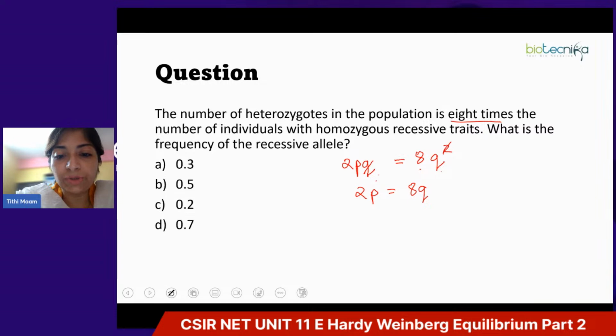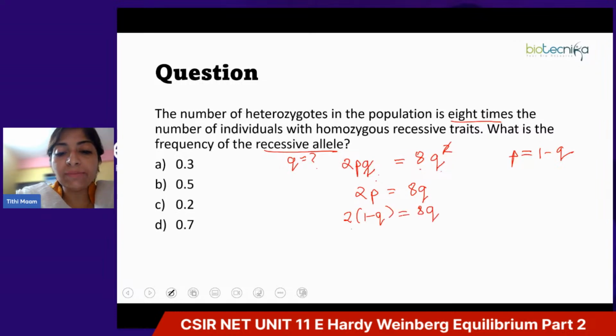Now how to go ahead? In an equation, if we have to find out the frequency of recessive allele, means we have to calculate q. So better to get the equation in the form where the only variable in the equation is q. Is there any way we can change this p into q? Yes, p is equal to 1 minus q. So instead of putting p, we can substitute it as 1 minus q. So 2 times 1 minus q is equal to 8q.